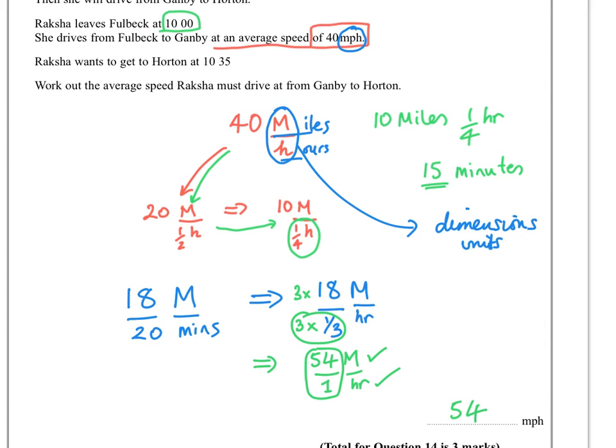So whatever you do, you just read the question, get the units, and if you've got miles per minute, that's fine, but you've got to get it into miles per hour, and you can just do that conversion. So it's just about using your number skills to try and make it per hour, and then you're okay. So 54 miles per hour would be my final answer there.